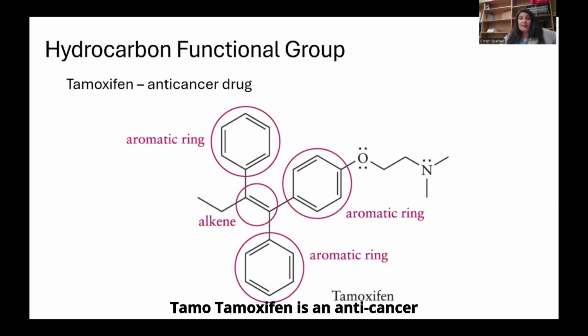Tamoxifen is an anti-cancer drug, and we can see the different hydrocarbon functional groups it has. It has 3 aromatic rings and an alkene. It also has 2 heteroatoms, oxygen and nitrogen.